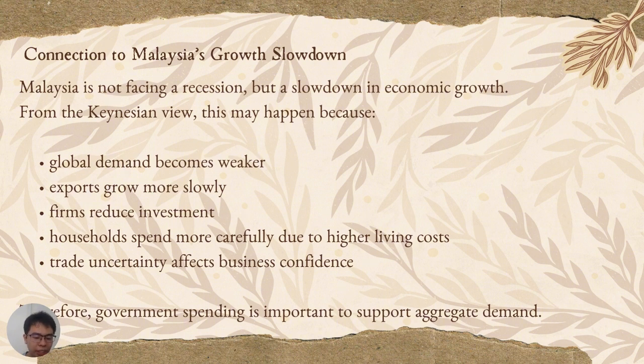When global demand becomes weaker, Malaysia's export may slow down. At the same time, business uncertainty can reduce private investment. Higher living costs may also cause households to spend more cautiously. As a result, total demand in the economy may weaken. This is where Keynesian theory emphasizes the role of government intervention to support demand during periods of slower growth.